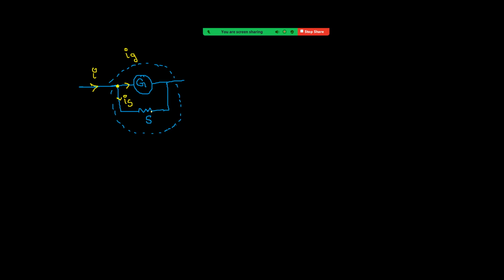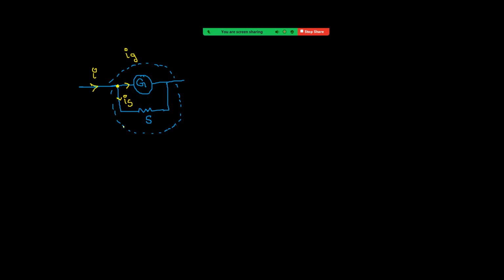So one more advantage of connecting a small resistance in parallel to the galvanometer is that most of the current passes through the shunt resistance. So only a small current passes through the galvanometer. That means it is protected from the flow of high current, because if a high current flows, it will be damaged. So we can protect it by adding a small resistance in parallel to it.